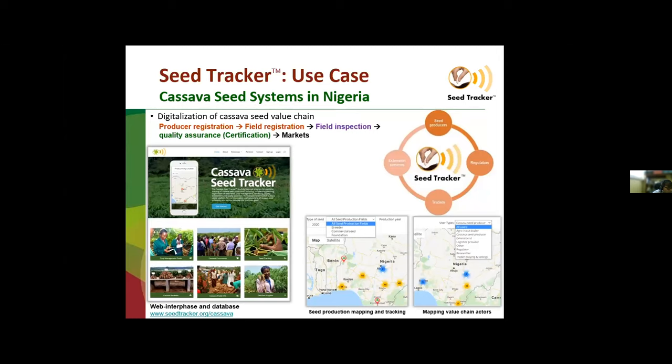To help attain this mission, Seed Tracker was adopted as a cassava seed tracker, or CST, to digitalize the seed value chain in Nigeria. It features all essential functionalities necessary for seed producers, regulators, traders, researchers, and extension services. It has a web interface that offers essential information with regard to the released varieties, an entry point for accessing seed accounts. It also has a map-based navigation system to access seed fields and also to track the seed value chain actors.